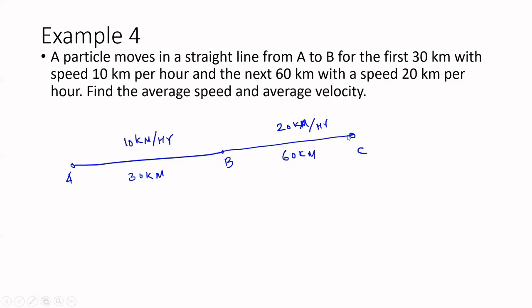Velocity will change. The direction has not changed. A particle moves in a straight line from A to B. First 30 km with a speed of 10 km per hour. The next 60 km with a speed of 20 km per hour. Find the average speed and average velocity.